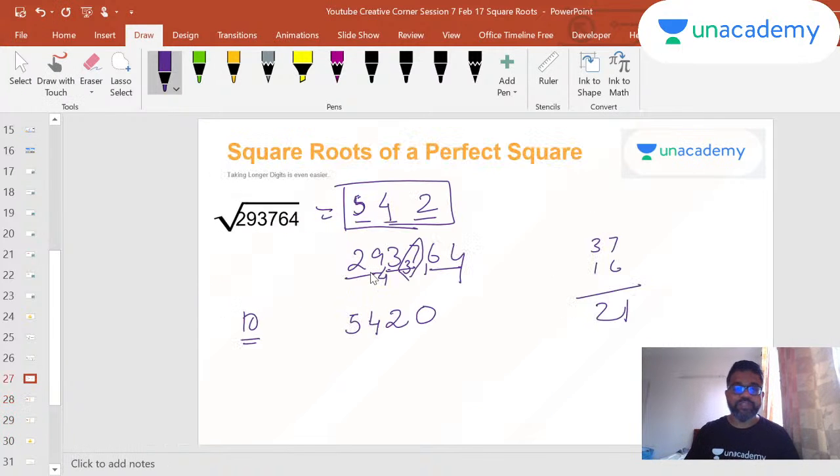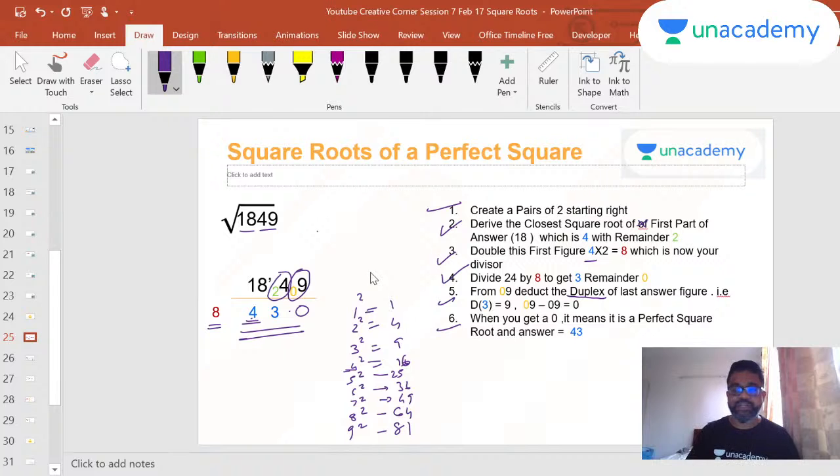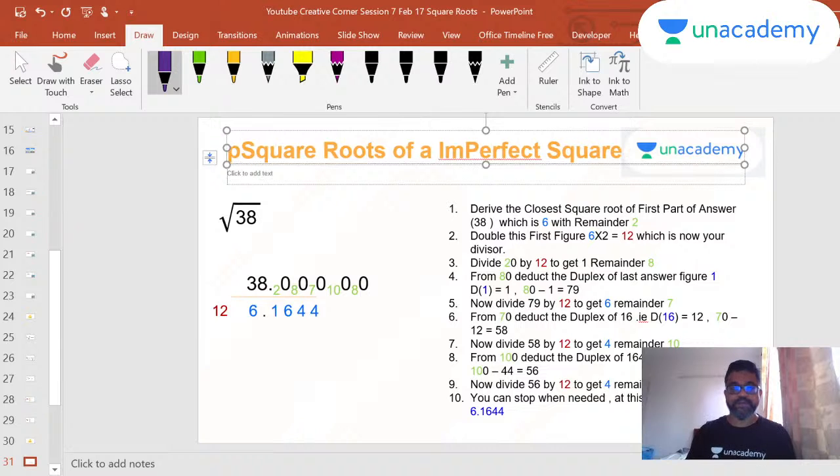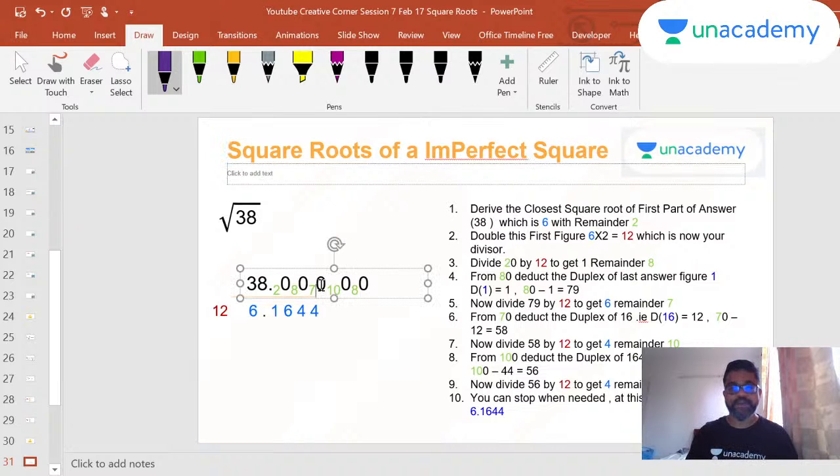Okay, I'm going to take a quick recap and a quick revision because we have only 1 minute. So this was a perfect square. Now let's look at an imperfect square, 38. The square root of that will not be a proper number. It will be a decimal with some decimal places, right? So let's look at how you derive it.